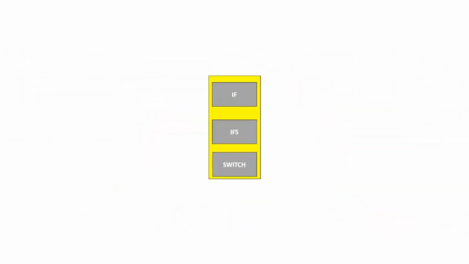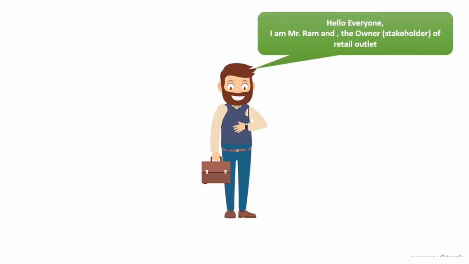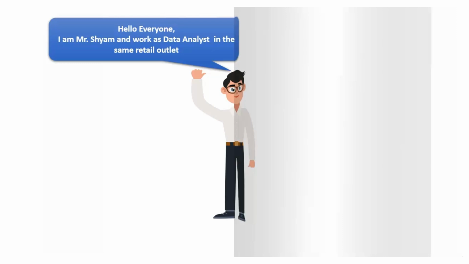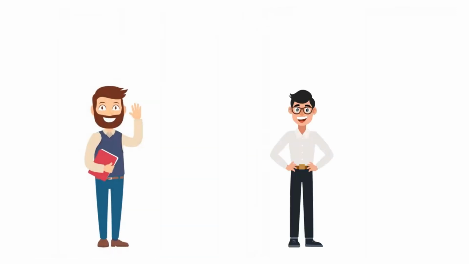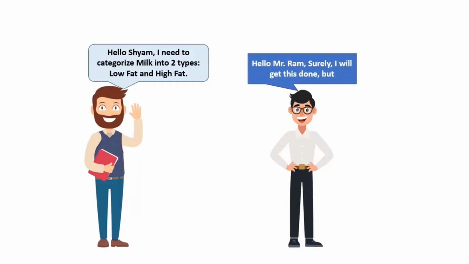Let us start with capturing and understanding the requirement shared by the key stakeholder. In our case, Mr. Ram, who is the owner of the retail shop, is our key stakeholder. And Mr. Sham is a data analyst working in the same retail outlet. Mr. Ram meets Mr. Sham with a request for updating the inventory data sheet for the milk category. He needs the additional categorization for milk such as high fat, medium fat and low fat for his understanding.